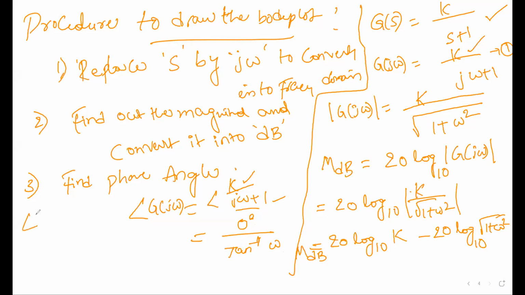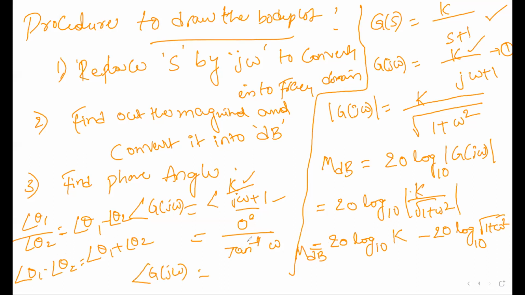You know that for theta 1 by theta 2, the resultant angle is theta 1 minus theta 2. So now what is the phase angle of this one? 0 minus tan inverse omega, which is finally minus tan inverse omega. Is it clear, all of you? Yes, sir.